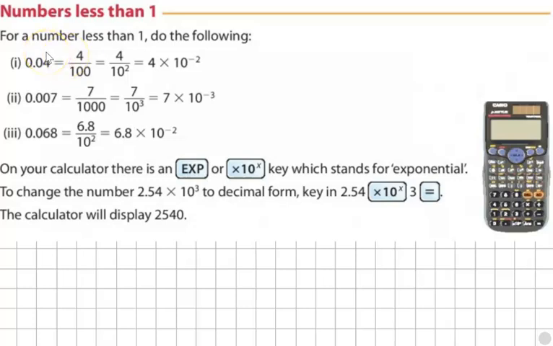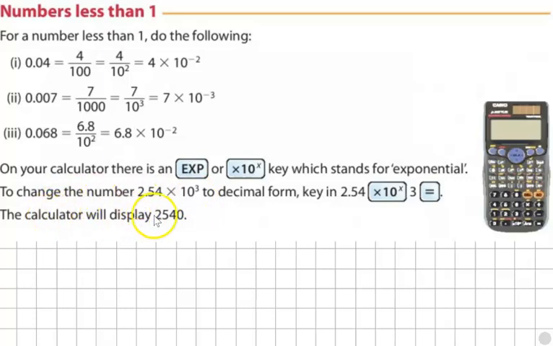But just to show you in the calculator, 0.04 is 4 times 10 to the power of minus 2. 0.007 is 7 times 10 to the power of minus 3. And 0.068 is 6.8 times 10 to the power of minus 2. So on your calculator, there is an EXP button on some calculators, or it's an X10X key, which stands for exponential. To change the number 2.54 times 10 to the power 3 to a decimal form, key in 2.54, X10X and 3 and equals. So most calculators will have the X10X button.